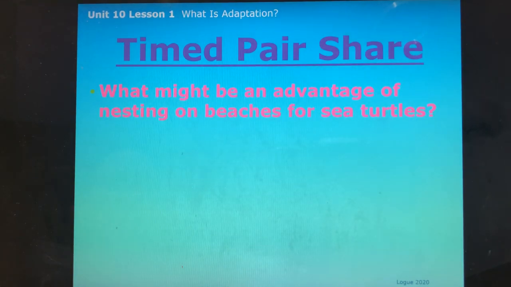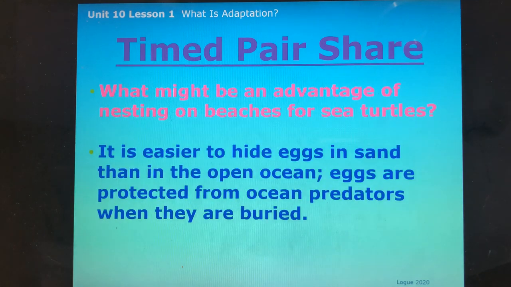Just a question to think about. What might be an advantage of nesting on beaches for sea turtles? Like, why do sea turtles make their nests on a beach? Well, it's easier to hide eggs in sand than in the open ocean, and eggs are protected from ocean predators when they're buried.